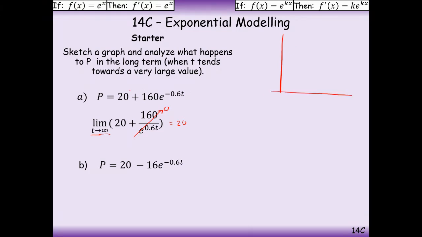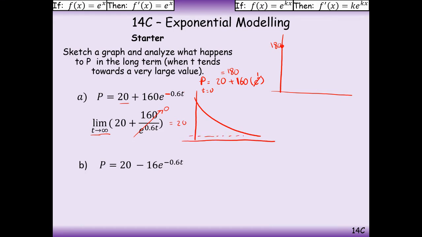All right, so for this exponential model, what's the value of p when time is zero? At time zero, we will have 20 plus 160 times 1, because e to the power of 0 is 1. So the initial intercept of the graph will be 180, somewhere up there. Now, will the graph have a positive intercept or negative intercept? Because of the minus sign here, it will have a shape like so. It will have an exponential decay form.